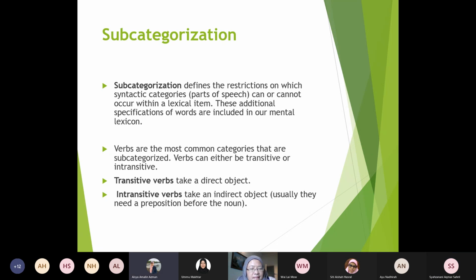So this is subcategorization. It defines the restriction on which certain categories can or cannot occur within a lexical item. Verbs are the most common categories that are subcategorized. Verbs can either be transitive or intransitive. Transitive verbs take a direct object, intransitive verbs take an indirect object. Usually they need a preposition before the noun.